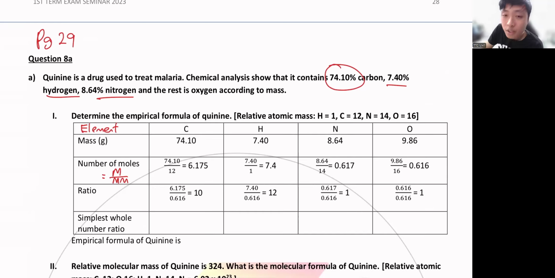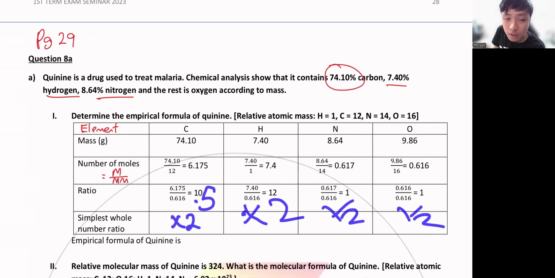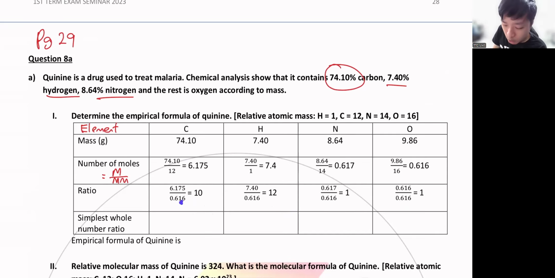Now sometimes in exam after you divide, if you get 0.5, normally you times 2 to get a whole number, with no decimal places. If you times 2 here, then the whole thing has to be times 2. If sometimes you get 0.33, you have to times 3 to get whole numbers. But here it's already whole numbers for everything. So you just put down 10, 12, 1, 1. Already whole numbers, no need to multiply anything.